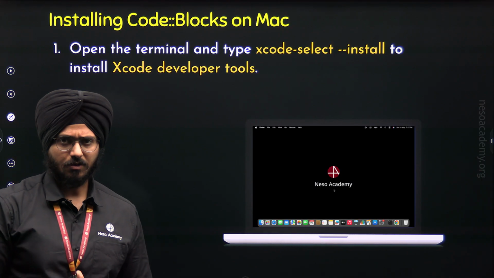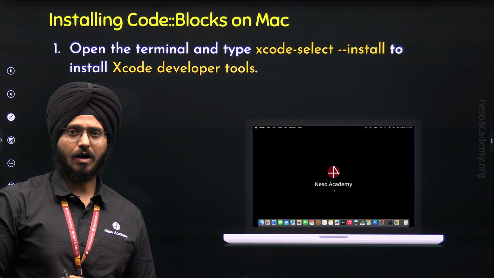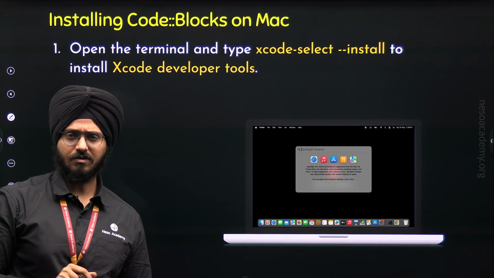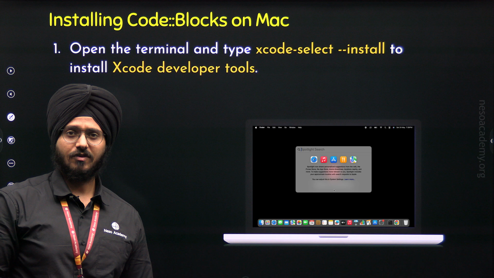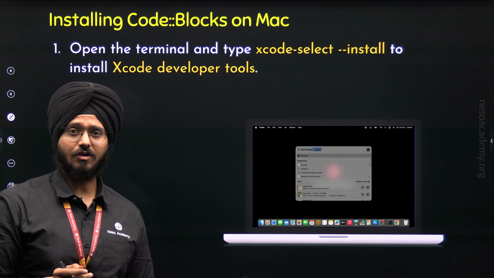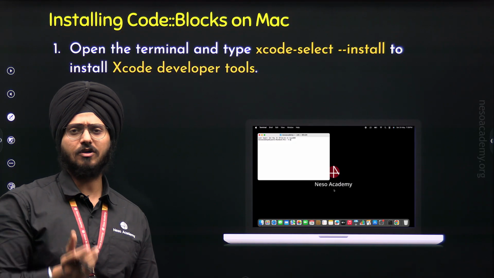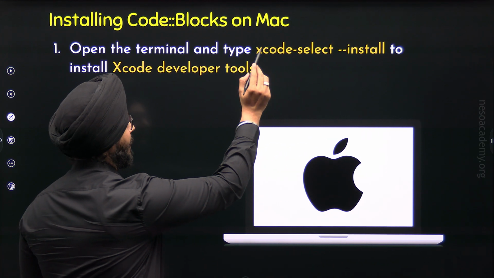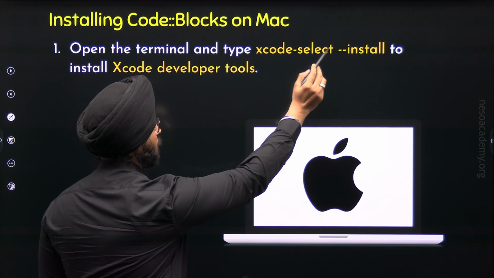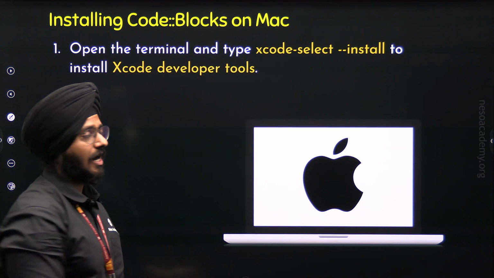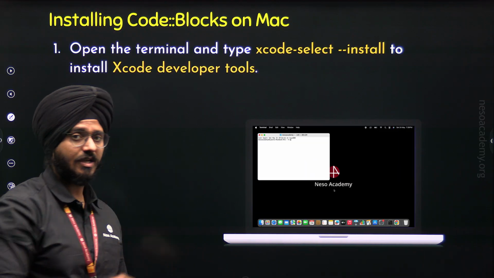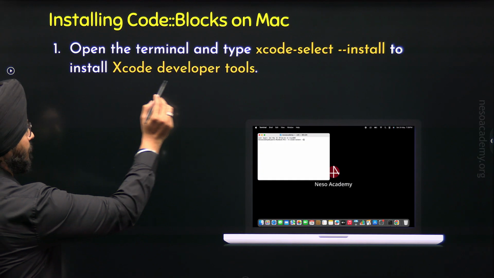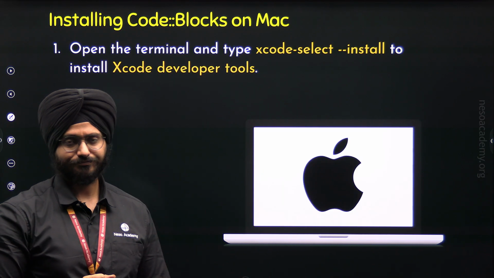In order to open the terminal, you can open the Spotlight search by hitting Command and Space. After hitting Command and Space, you will observe the Spotlight search. There you can type terminal, and after hitting Enter or Return, you will observe the terminal window. In the terminal window, you can type this command: xcode-select, then space, then two hyphens and install. After hitting Enter or Return, you will observe that after some time, Xcode Developer Tools will be installed on your system.